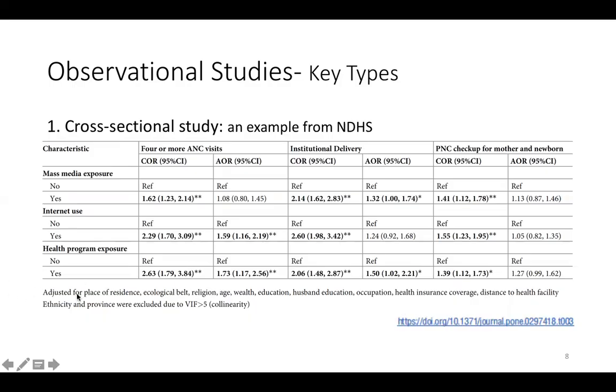The adjustment here, also shown by this adjusted odds ratio, signifies that these variables were similar across the groups with no media exposure versus media exposure, the groups with no internet use versus internet use, and the groups with no health program exposure versus those with health program exposure, from which we derive the adjusted odds ratio.